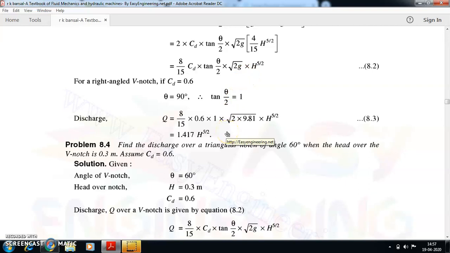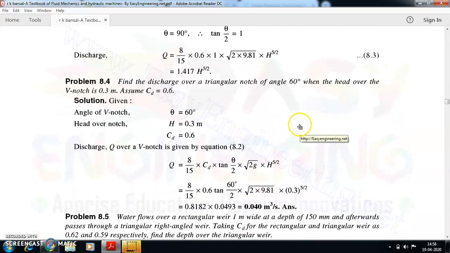Now we will see some of the numerical problems on this particular triangular notch and triangular weir. The problems are much simpler compared to the Venturi meter problem or maybe the orifice meter problems. We will quickly go through all these numericals on triangular notch.